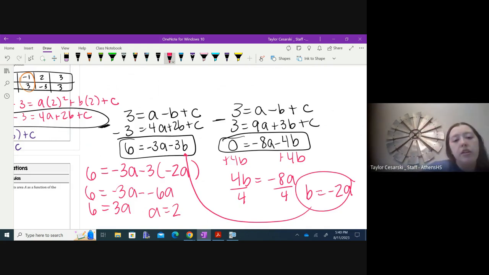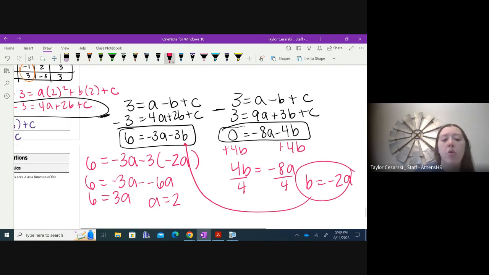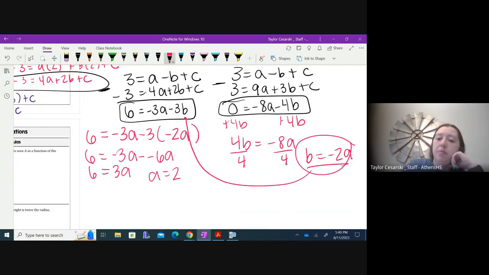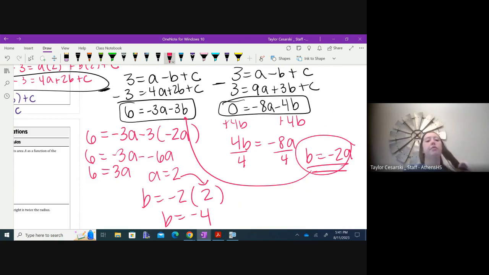So we're 1/3 of the way there. Again, I used my 3 equations to bring it down to 2 by subtracting out that c, and then I solved a system of 2 equations, and so far I found a. Well, I can also pretty easily find b because b equals negative 2a, and I know that a equals 2. So b, therefore, will equal negative 4.